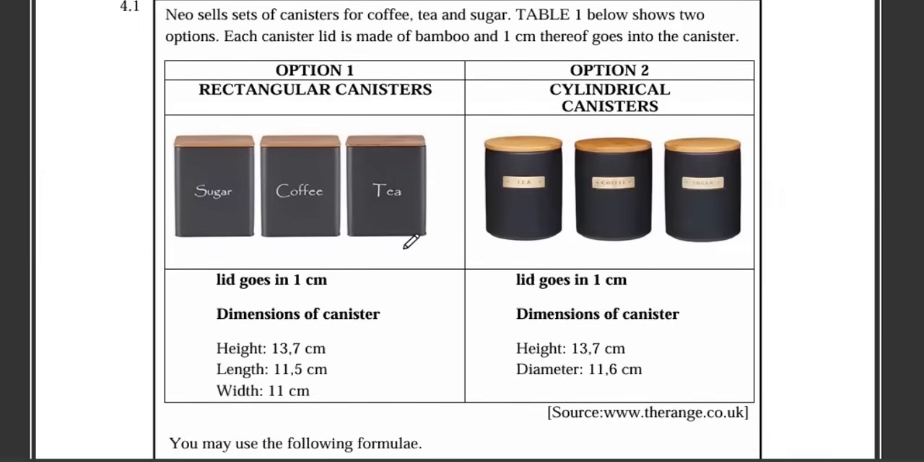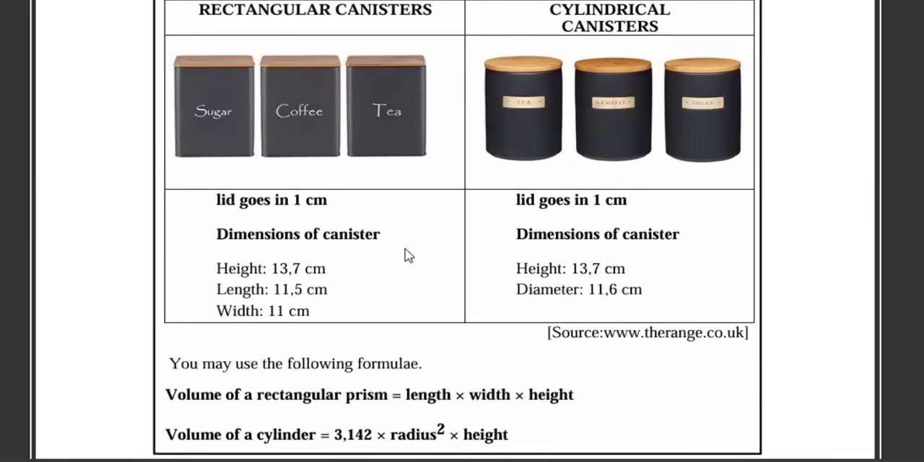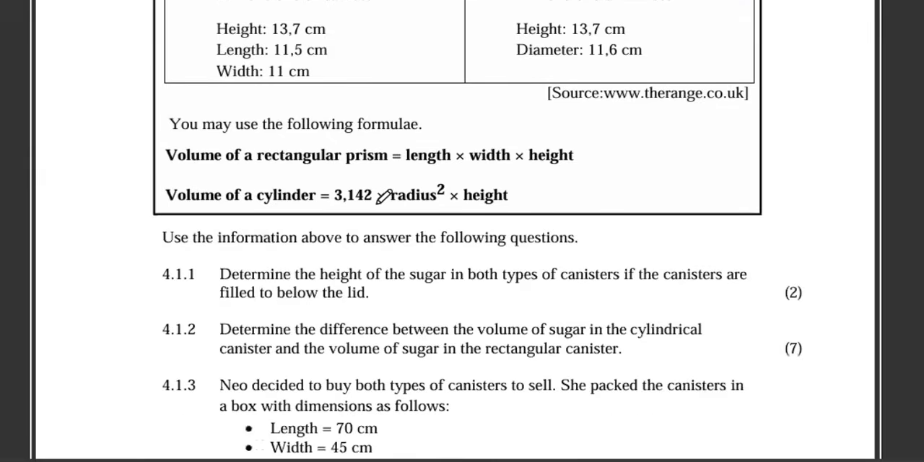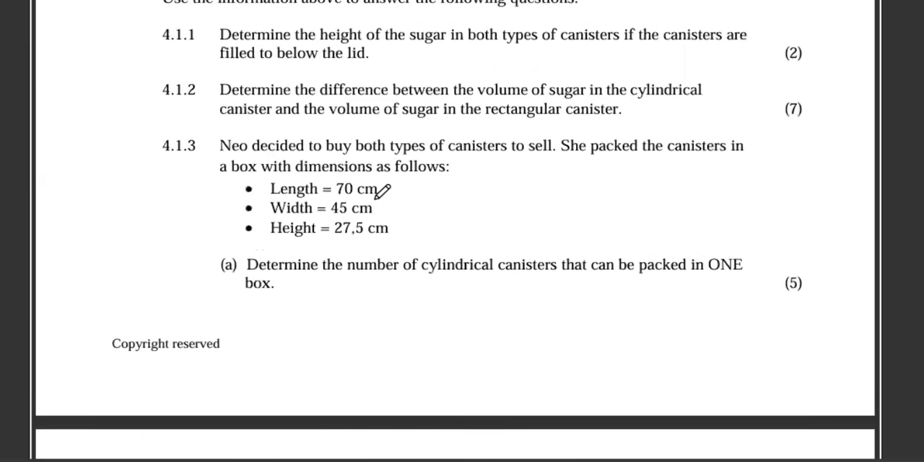Neo sells sets of canisters for coffee, tea, and sugar. Table 1 below shows 2 options. Each canister lid is made of bamboo and 1 centimeter thereof goes into the canister, meaning the height, because the lid has to take 1 centimeter off. So whatever you put in, it stops at the lid here. So that will be the height there. Anyway, let's come to the question here and say 4.1.